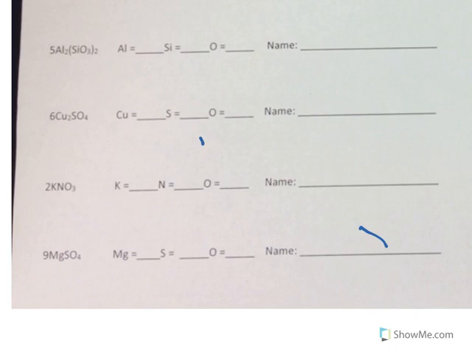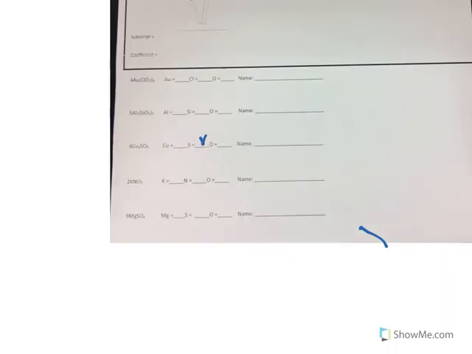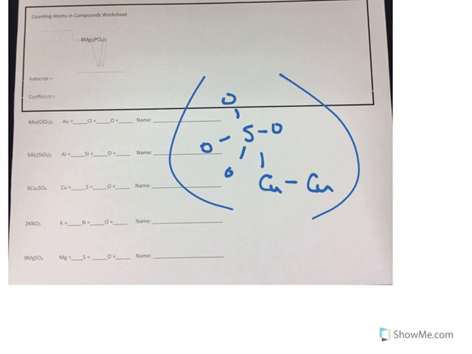So now let's draw this guy. So we have 2 coppers. And then we have 1 sulfate. And then of that molecule, there are 6. Okay? So you're going to keep doing that. I want you to draw what each one would be, as well as telling me the number of each atom and then the name of the compound. On the back, you have more to do as well.